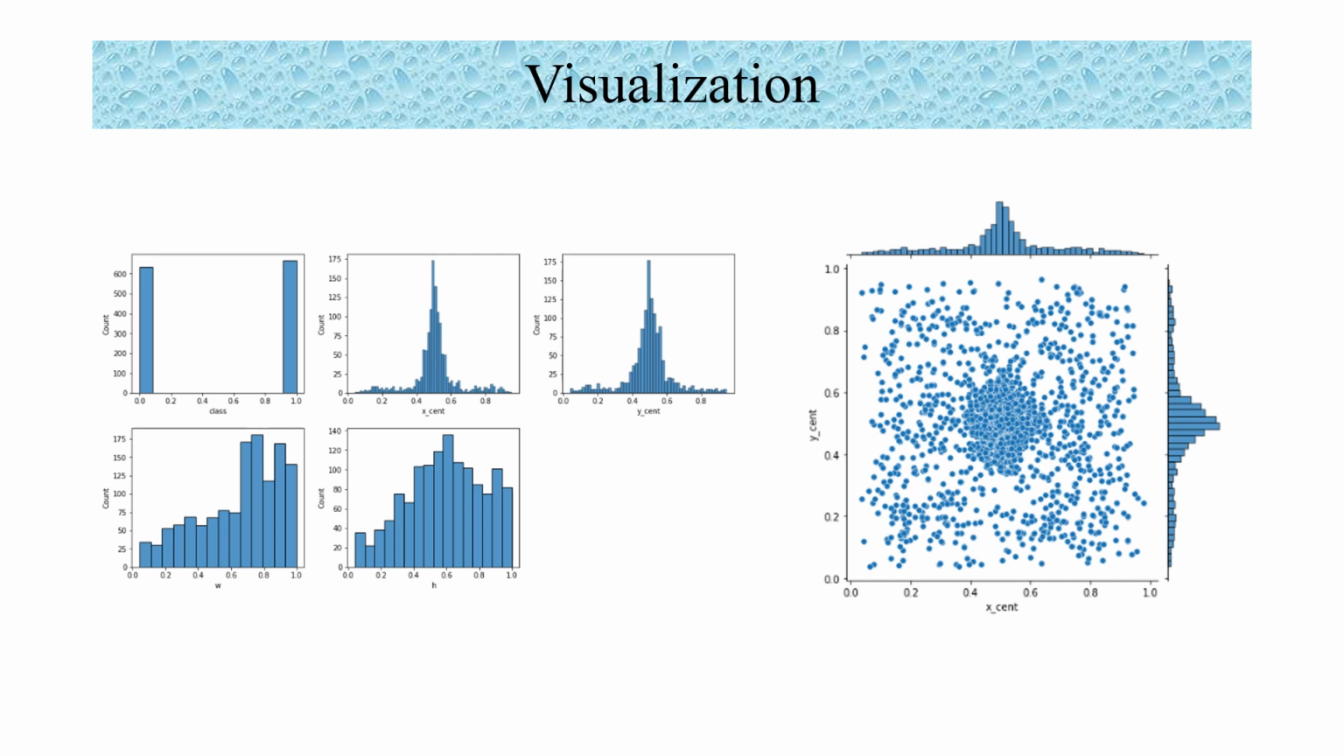And when you look at the plot, it also shows that the x center and the y center show that most values of the images are located at the center, and the w and the h plot, that is the width and the height, the plot depicts the varying sizes of the images of the plants.